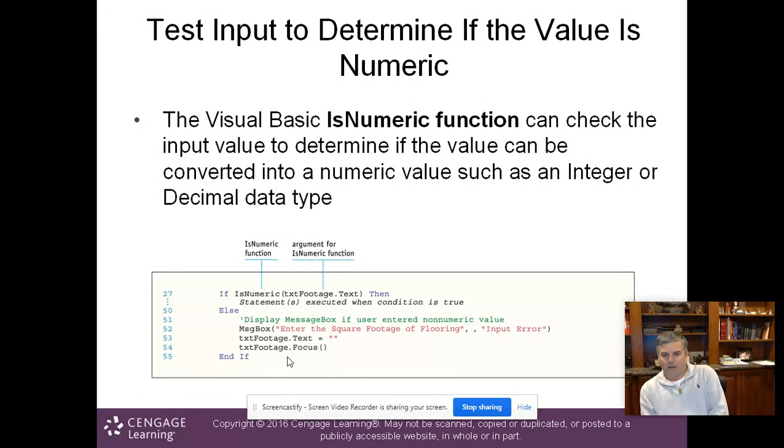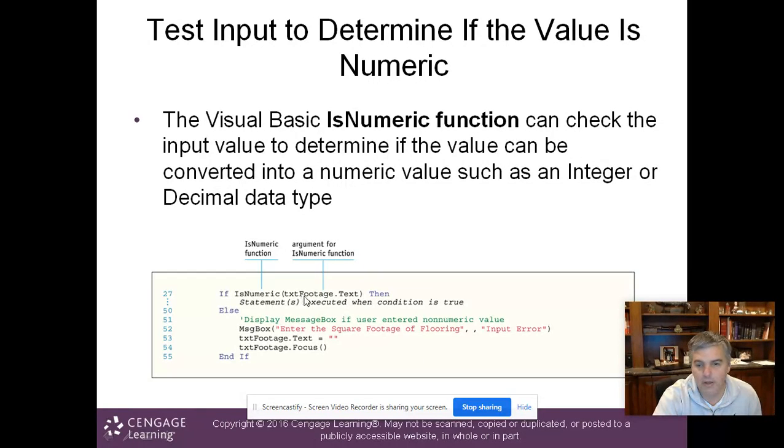All right, the last thing we're going to talk about in this chapter is testing input to determine if the value is numeric. So the Visual Basic IsNumeric function can check the input value to determine if the value can be converted to a numeric value such as integer or decimal data type. So in this example, you're going to do something just like this in your programs. So we say if IsNumeric, so if the value in text footage is numeric, then we do something.